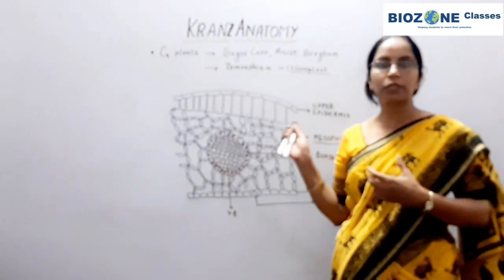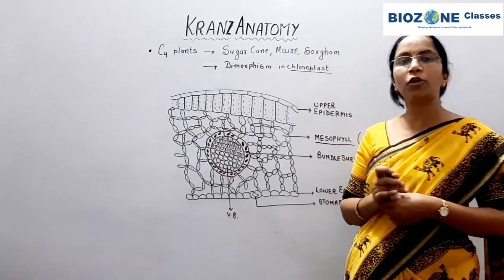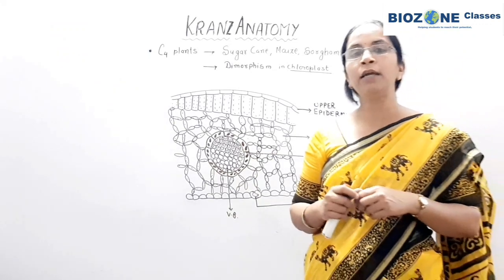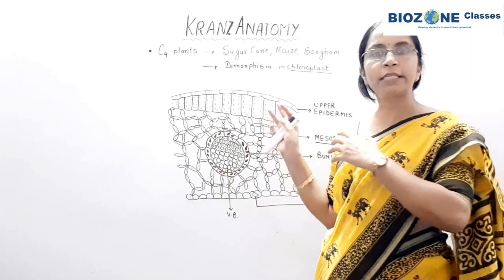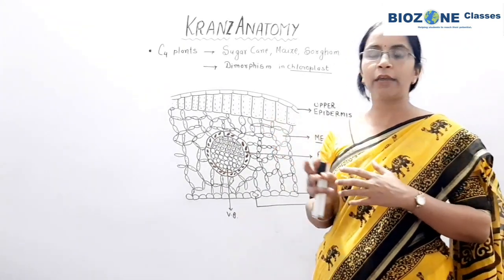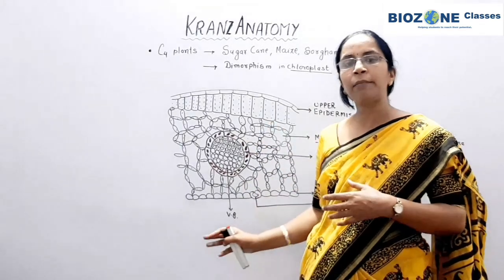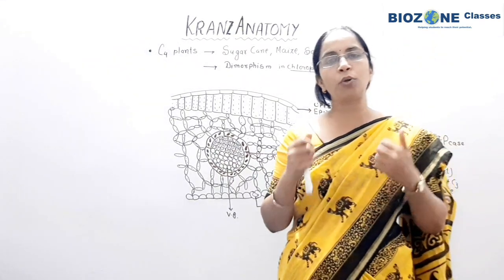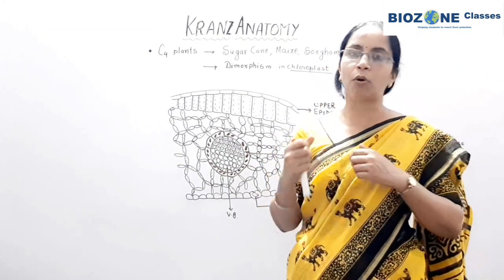I hope through this section, the doubts that maximum students were having about Kranz anatomy are cleared. Students said, ma'am, you have explained the C3 and C4 cycle, but we have a problem understanding Kranz anatomy. So this session is mainly for Kranz anatomy. Go through the C4 cycle again one time and clear this concept, and the students who are connected today can go through the previous videos of the different topics.